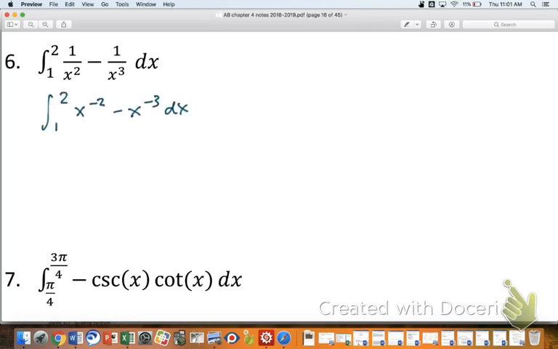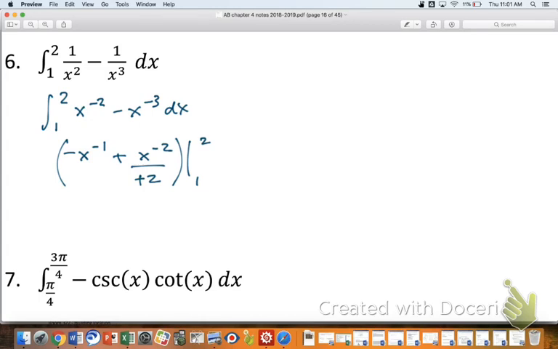So with number 6, my antiderivative, I believe, would be negative x to the negative 1 minus x to the negative 2 over negative 2. Does that look about right? And then, of course, a negative times a negative does turn out to be plus positive. So I agree with that. Evaluated from 1 to 2.